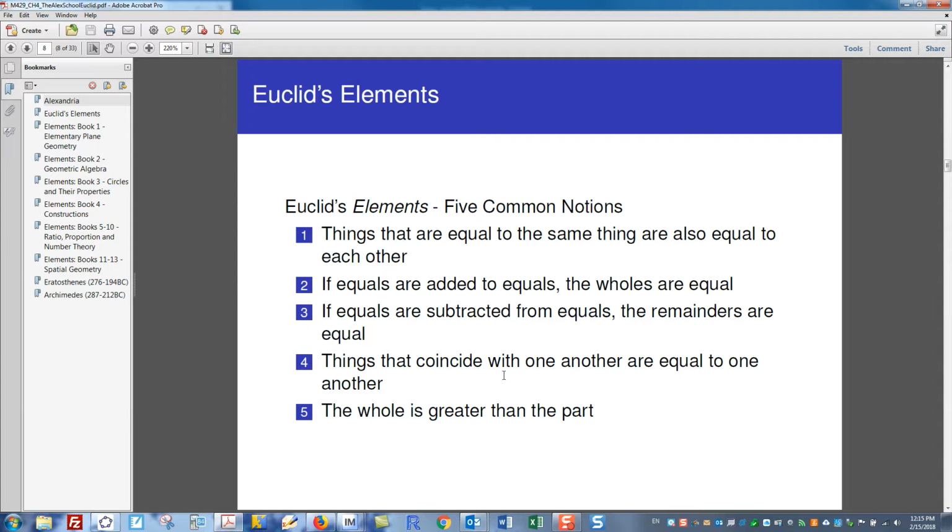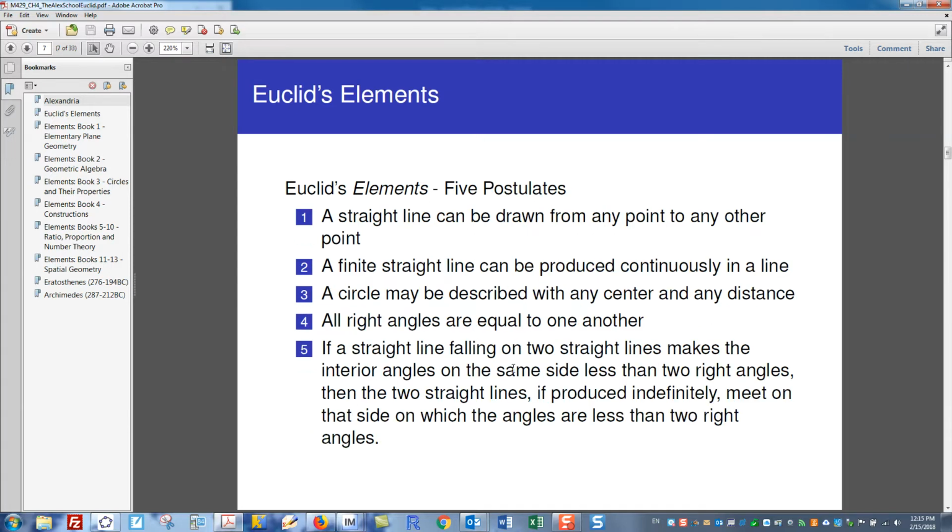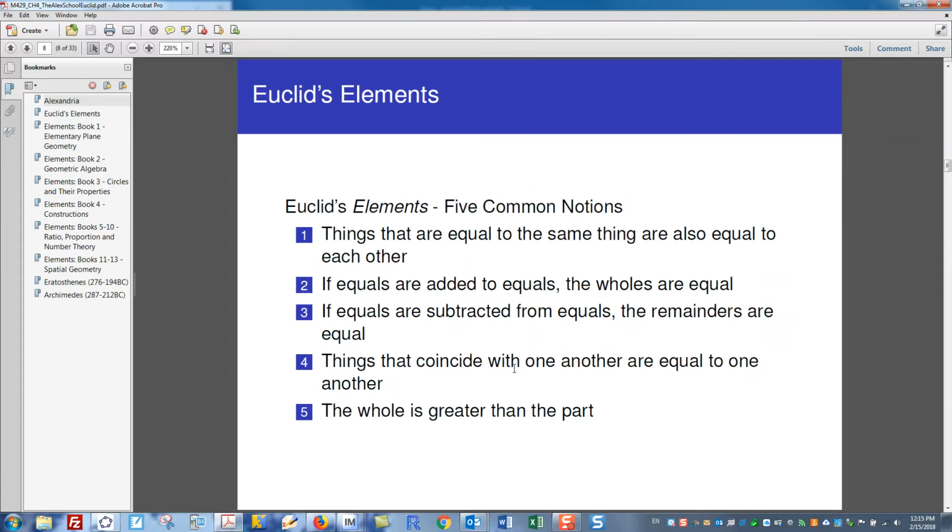So 5 common notions. Literally from these 5 postulates and these 5 common notions, Euclid builds up a gigantic number of logical necessities that today we would think of as modern, or I should say traditional, Euclidean geometry. And by Euclidean, what we mean is geometry in the plane, so in a two-dimensional sense.